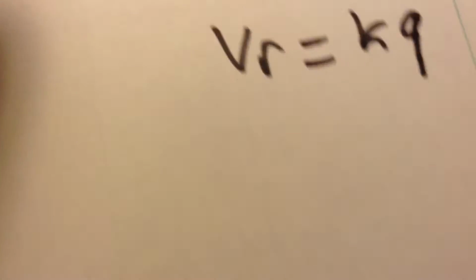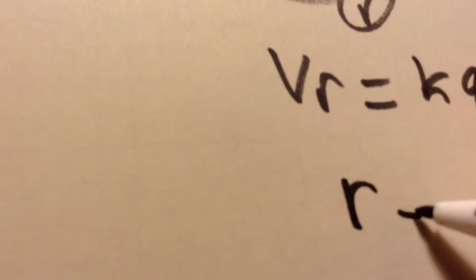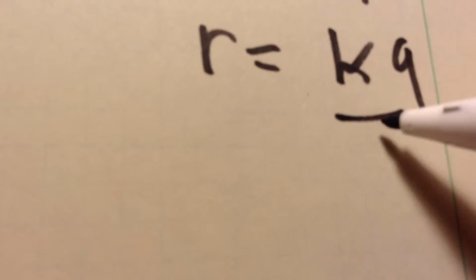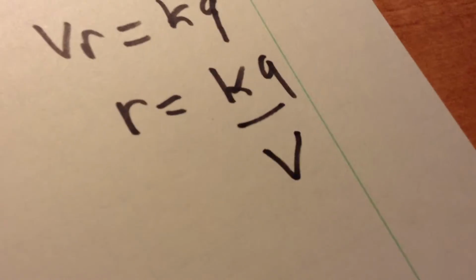Now, we want to solve for R in terms of KQ and V. So what we do is isolate R by bringing R over, so VR is equal to KQ. And then divide KQ by V, we get R is equal to KQ divided by V. So we'll use that equation for this problem since we're solving for the radius.